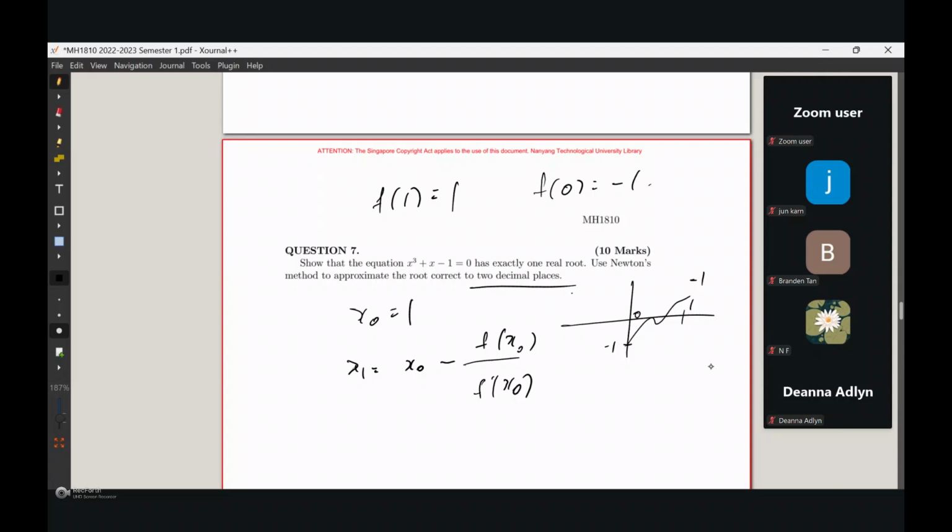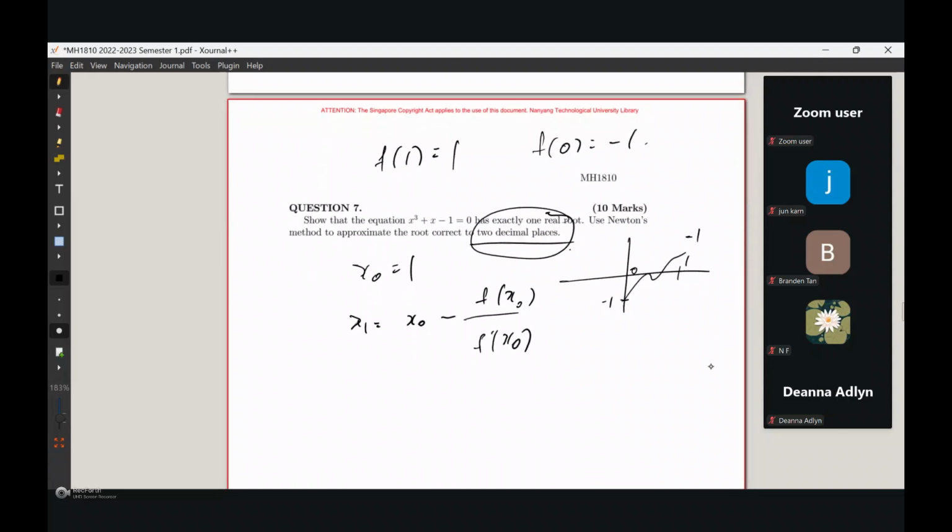Remember we are trying to correct this to two decimal places. So you won't stop until your value stabilizes. And if you start very far away, you will take a very long time to come to this point. Let's say start from x0 equal 100. You will take more iterations. Your end product will be the same answer, but you will take more steps. Anyway, let's continue here.